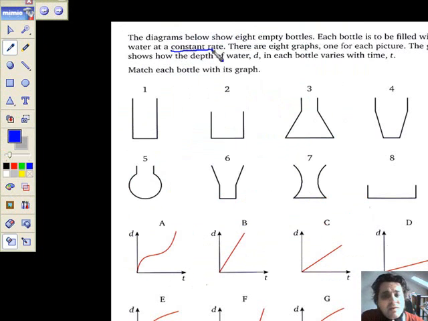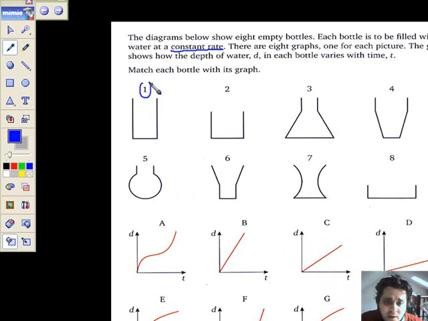The tap won't suddenly go fast and then slow to mess up the graph. 8 containers and 8 graphs describing what's going to happen to the depth of water as time goes on. Now, matching these is no guesswork. We've got to try and match the correct container with the correct graph.